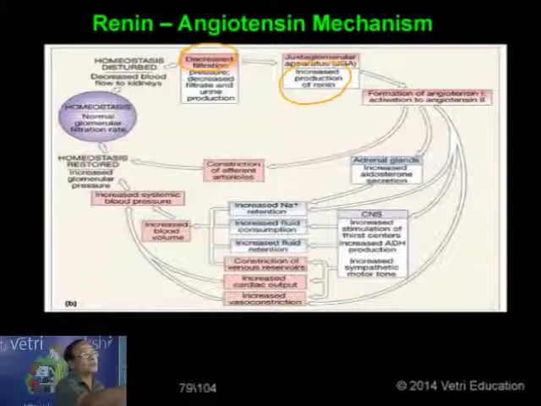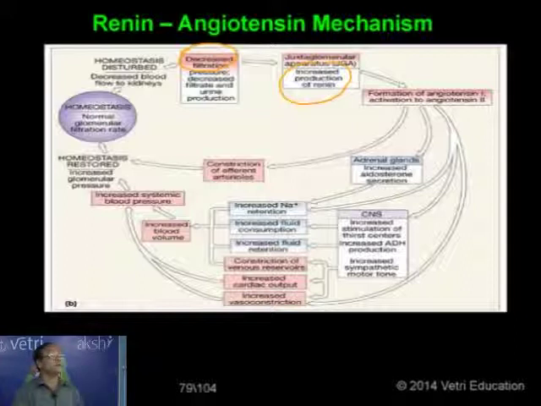Now this angiotensin also stimulates the sympathetic nervous system, so what will happen: increased cardiac output, increased vasoconstriction, and also the constriction of venous reservoirs all result in increased blood volume. When you have more volume of blood, the pressure increases and cardiac output increases, all having the same effect. So we have the multiple effects of the renin-angiotensin mechanism.